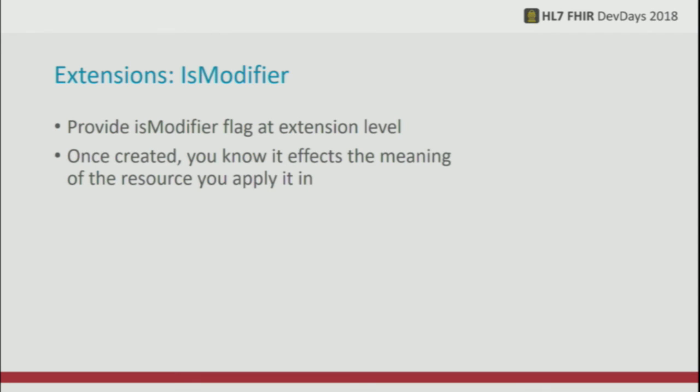The IsModifier, we actually put at the extension level. So when creating an extension, we put an IsModifier tag in there. We don't put it at the profile level. It's most of the time because when you create an extension that actually modifies your resource, it modifies the meaning of the resource you're putting it in. It will always do that, in whichever use case you put that extension. So put it right in the root of the extension definition instead of in every profile that you reuse it in.